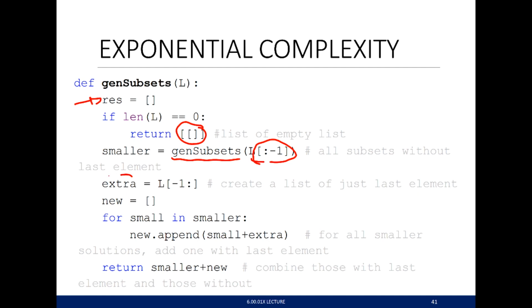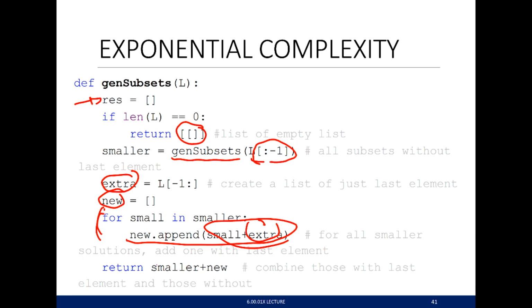I then set into extra a list with just the last element. And now I create another list, and for everything in that smaller set, that is all of the solutions without the last element, I also create a solution that includes that last element as part of each one of those earlier elements. It's wonderfully clever. I find a solution to the smaller problem, and then I say for every case where I've got a solution, a subset that doesn't have the last element, I'll also have a version of it with the last element. And I do that by simply running through this loop and adding small, which is the solution without the last element, tagging the last element onto it, and putting it into that new list, which is new.